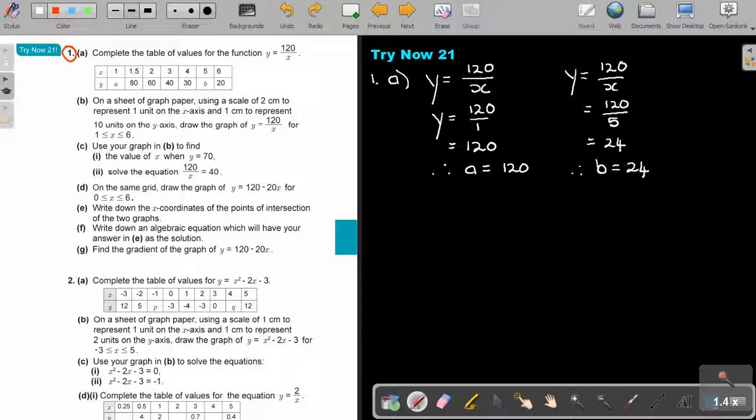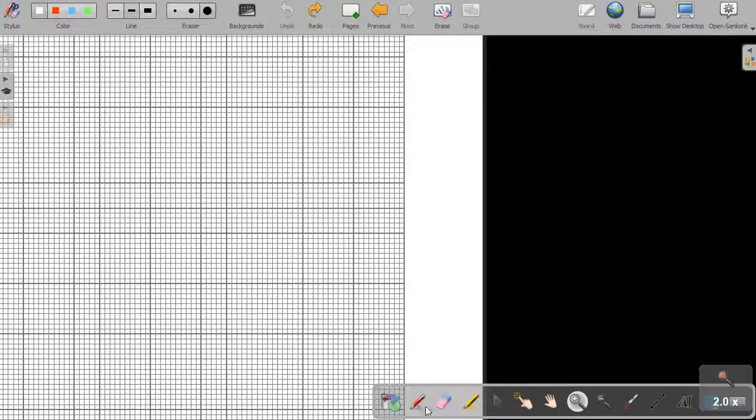Then I'm just going to see if I can do this final thing. So use your graph. Okay, now, on a sheet of graph paper using 2 centimeters to represent 1 unit on the x and 1 centimeter to represent 10 units on the y, draw the graph. Okay, again, I'm first going to go to my graph paper. And then again, I'm going to do my planning. First, copy the table. Step 1, copy the table.